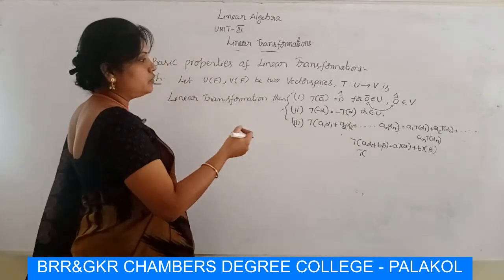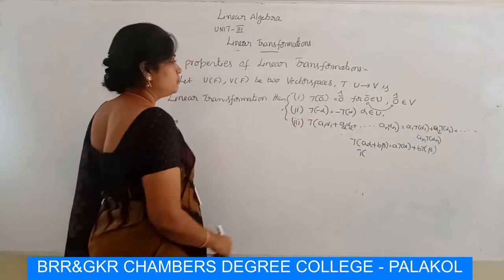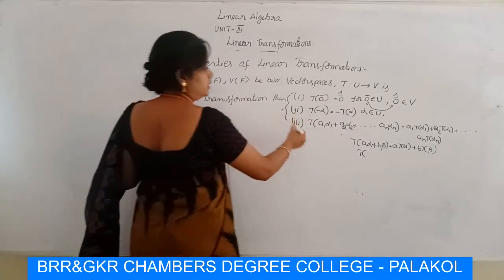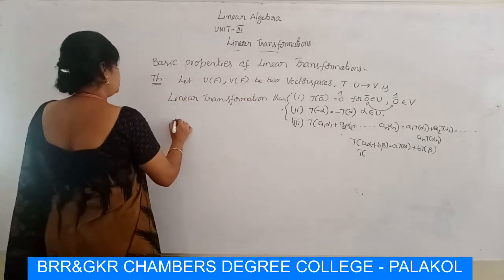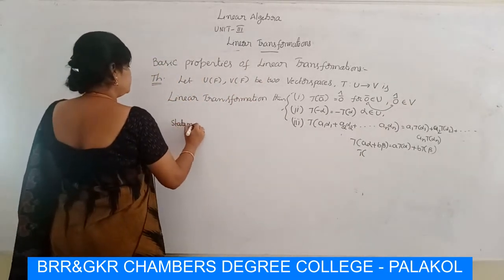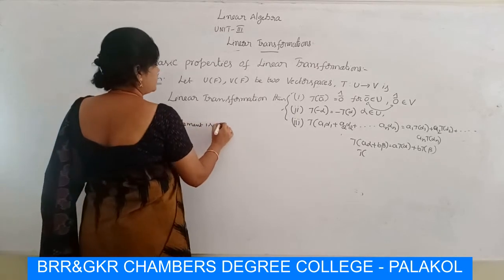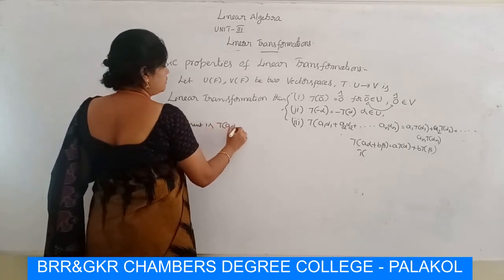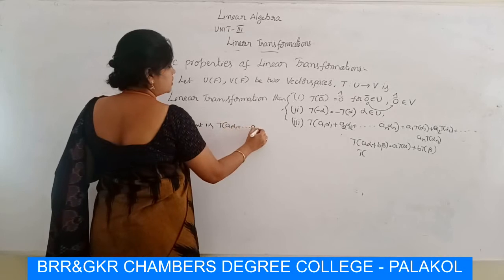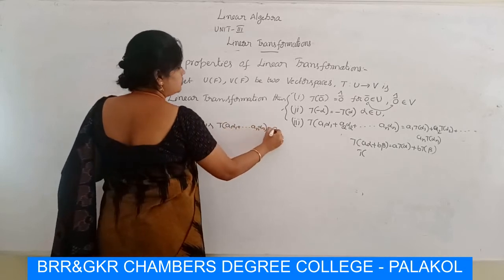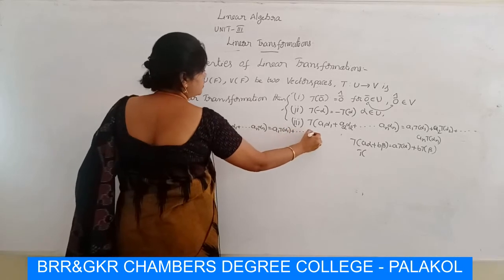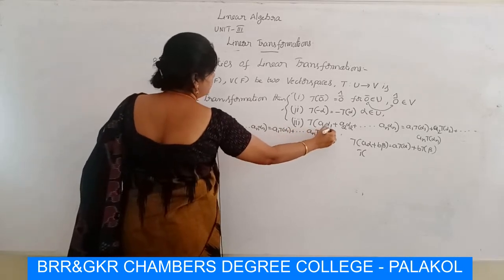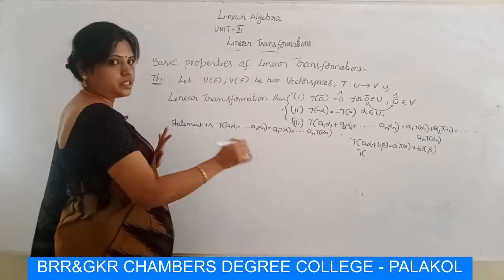For n equal to 1, the statement is true. Our statement is that T of a1 alpha 1 plus a2 alpha 2 plus and so on an alpha n is equal to a1 into T of alpha 1 plus a2 into T of alpha 2 plus and so on an into T of alpha n. This is the statement.